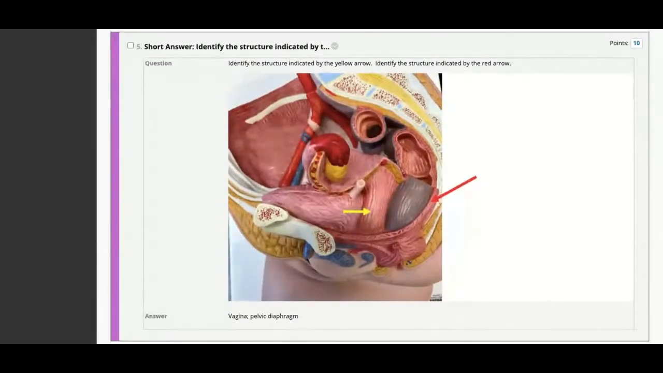Question 5 asks about yellow and red arrow. The red arrow shows pelvic diaphragm or urogenital diaphragm, the body wall, and the yellow arrow shows vagina.